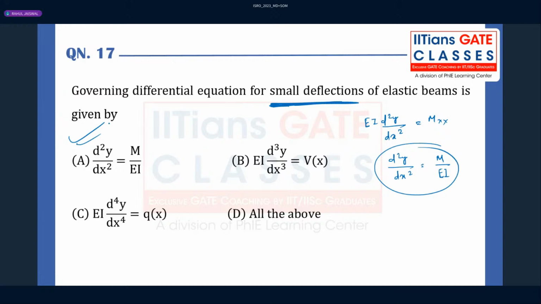A will be correct, but again you have to think about other options also. Here, M, we can write shear force, that is equal to dM by dx. So now when you differentiate once again this particular equation number 1, you will be getting EI d³y by dx³, that is equal to shear force, that is equal to V of x. So this is also correct.